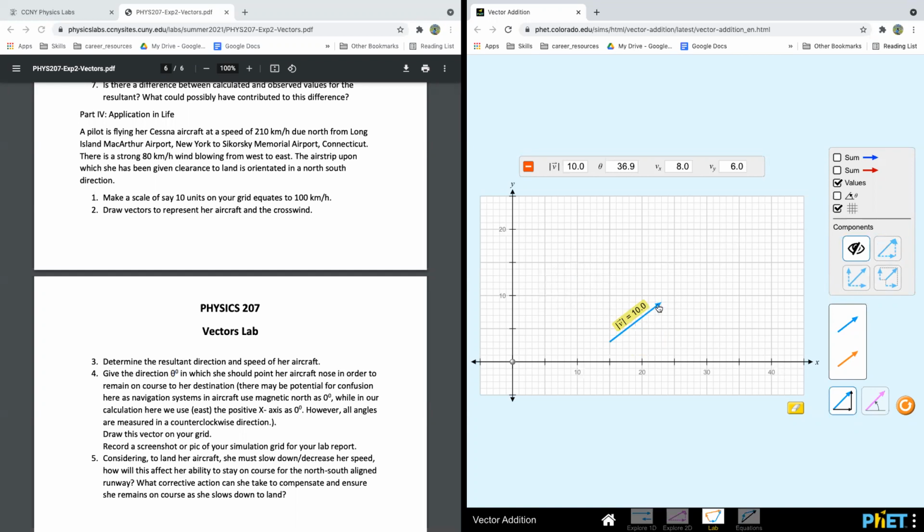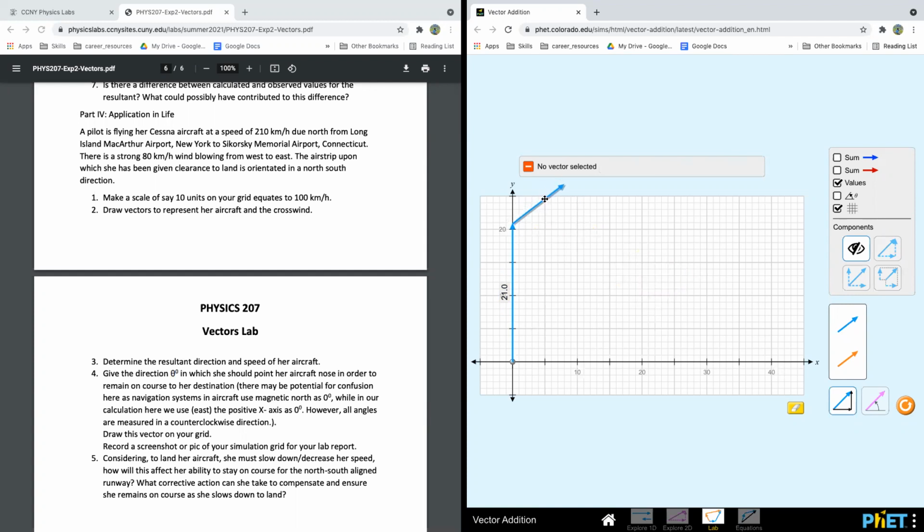Okay, let's say 21, maybe you can use 21. If 1 unit represents 1 kilometer per hour, then we have 21 units as the speed. So at the speed of 210 kilometers per hour due north, this is the aircraft due north. And then there's a strong wind blowing from west to east.